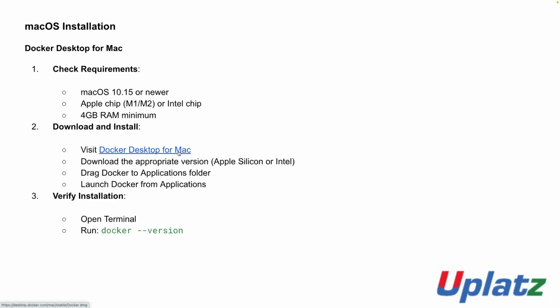Visit Docker Desktop for Mac. Download the appropriate version, Apple Silicon or Intel. Drag Docker to Applications folder. Launch Docker from Application. Verify installation. Open terminal. Run docker --version or docker -v.